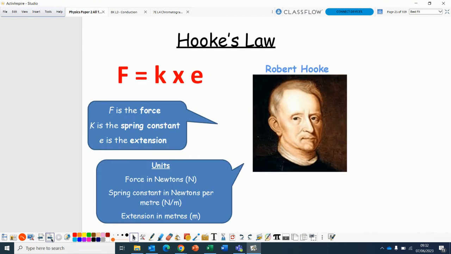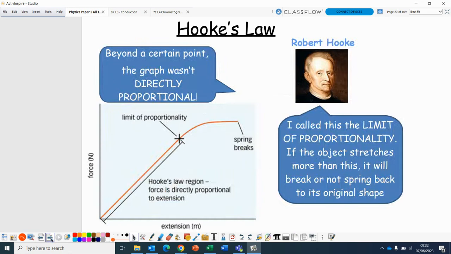There's Hooke's law. Again, you don't need to learn the equation, but do make sure you remember the extension is measured in meters. Hooke's law has a graph that looks like this. It's a straight line graph to begin with, showing it's directly proportional, and then it will reach the limit of proportionality. To find the limit of proportionality, the simplest thing is to put a ruler on and look where it starts to curve. At the end of the graph is where it breaks. Sometimes these curve upwards. It doesn't matter as long as it starts to curve.